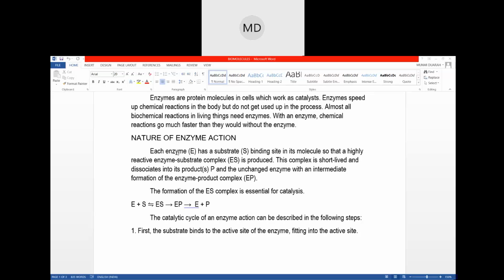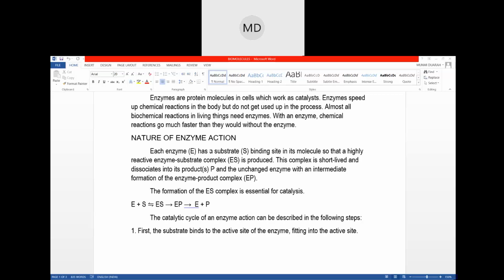When the substrate comes and joins with the enzyme, that is, in the substrate binding site present in the enzyme, then the chemical reaction will be even faster. All right, this is just for understanding. No questions will come from here. Just a 1 mark question might come, like what is a substrate, or where does the substrate bind with the enzyme. You can write substrate binding site. No long questions will come.